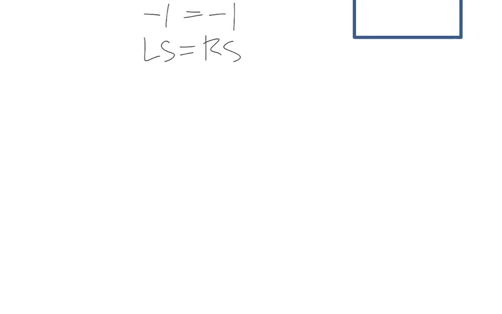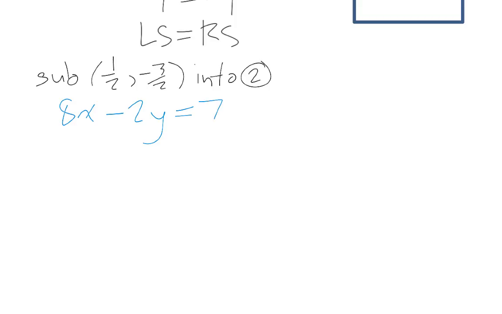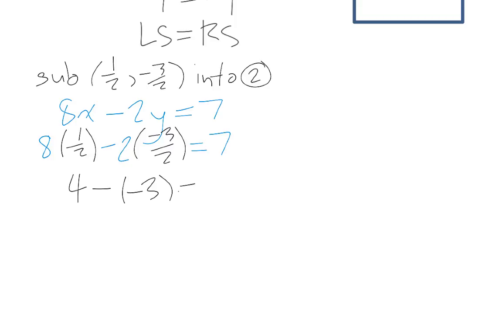We're going to go ahead and do the exact same thing for equation 2. I'm going to say sub 1 over 2 and negative 3 over 2 into equation 2. Equation 2 happens to be 8x minus 2y equals 7. I'm going to replace my variable of x with 1 over 2 in brackets, and I'm going to replace y with negative 3 over 2 in brackets, and everything else stays the same. 8 multiplied by 1 over 2 is 4, and 2 multiplied by negative 3 over 2 is negative 3. So 4 subtract negative 3 is 7. And as you can see, the left side is equal to the right side. Therefore, this point lies on line number 2.